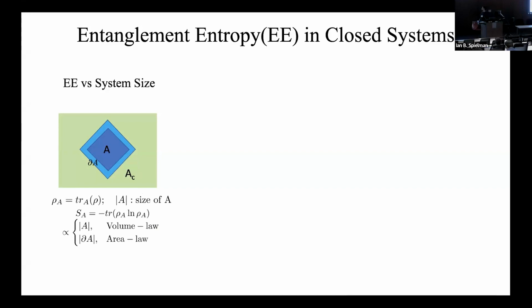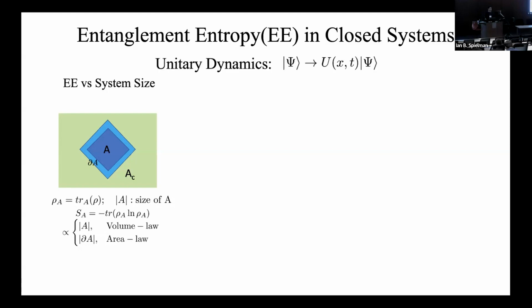There are two limiting behaviors. One is when all the particles in subsystem A are coupled to its surrounding area, and then the entanglement entropy would be proportional to the system size. This is called the volume law behavior. The other limiting behavior is when only the boundary degrees of freedom in region A are coupled to its environment. This is called an area law behavior.